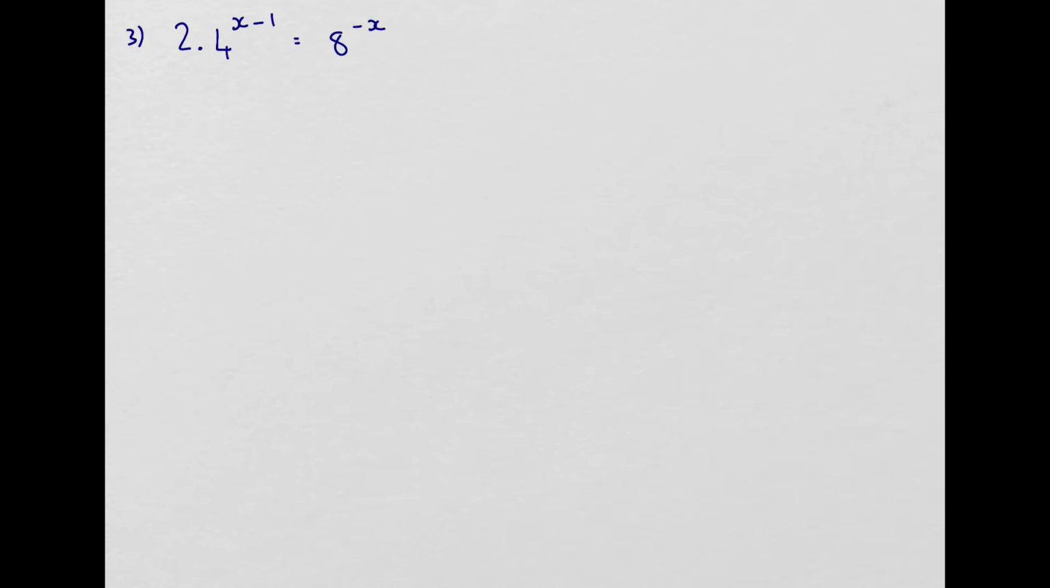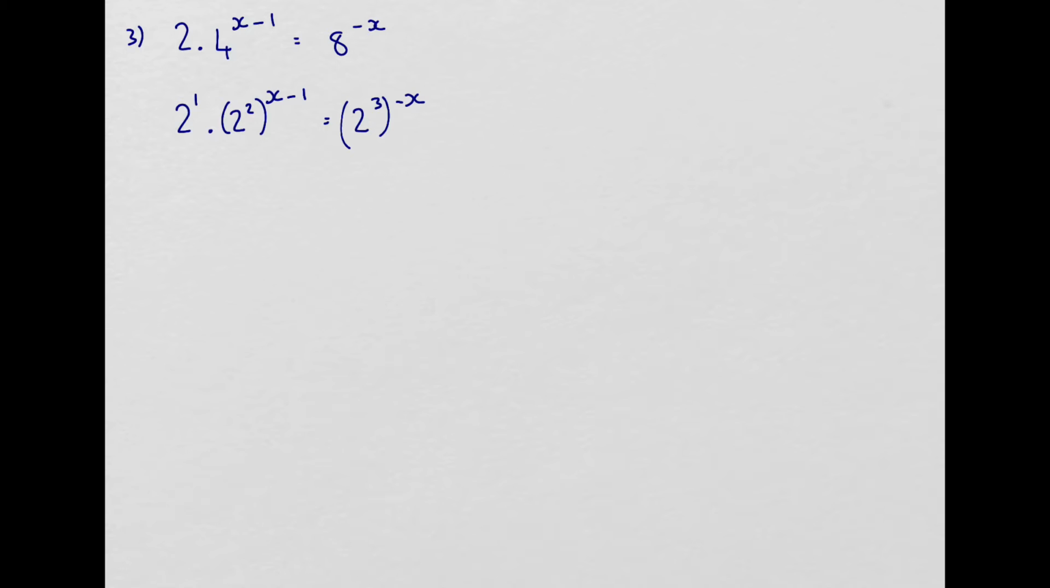Moving on to example 3, we have 2 times 4 to the power of x minus 1. So the mistake that sometimes is made here is that you divide the 2 into the 8. You can't do that because the exponents are different. Okay, so what we do is we reduce each number, each base, 2, 4, and 8, all down to their prime bases. Okay, so remember, the 2 is already reduced, but that's to the power of 1. The 4 becomes 2 squared to the power of x minus 1, and the 8 becomes 2 cubed to the power of negative x.